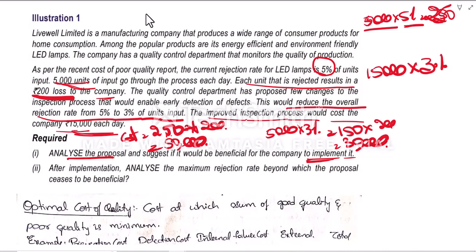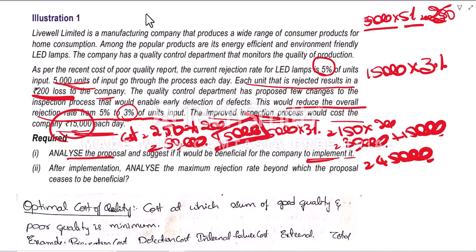But not only this, the rejection rate will decrease to 3% only if they improve the inspection process. That would cost 15,000 each day. Means 30,000 plus 15,000 will be the total cost, means total 45,000. They are asking whether it is beneficial or not. See, in the current scenario it is 50,000, and in the proposed scenario it is 45,000. Means there is a benefit of 5,000. Okay, so it is beneficial.